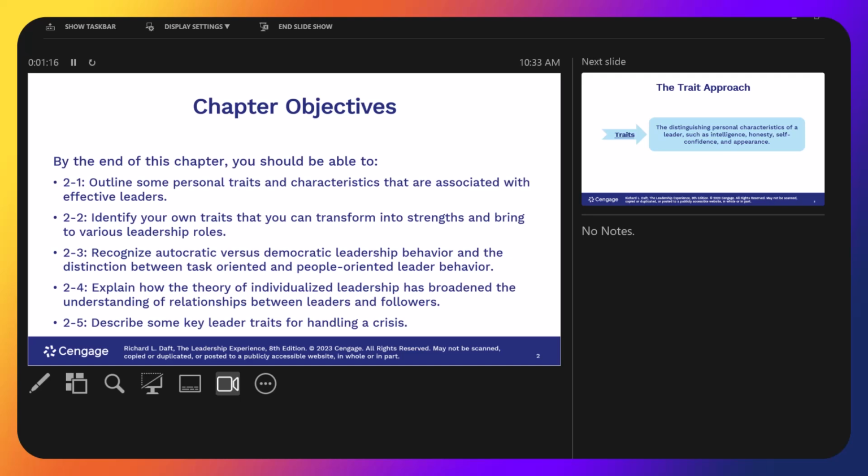Explain how the theory of individualized leadership has broadened the understanding of relationships between leaders and followers. Describe some key leader traits for handling a crisis.